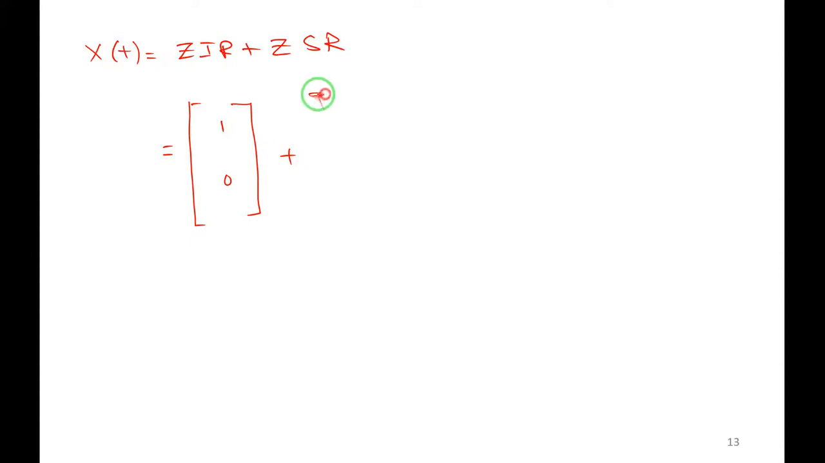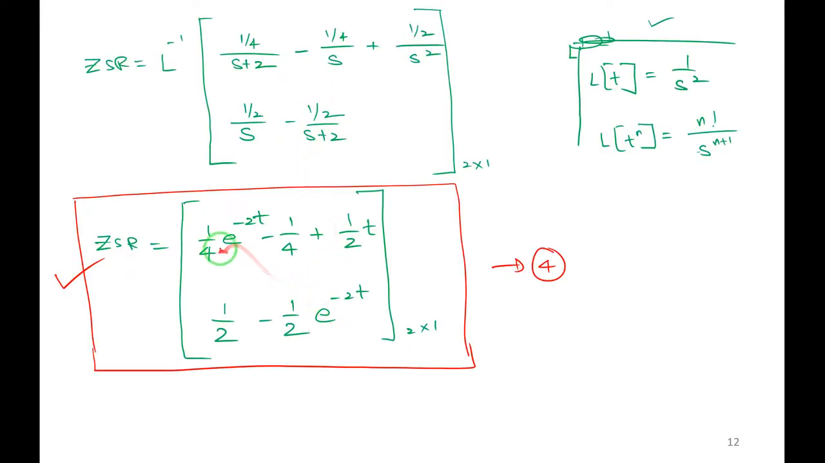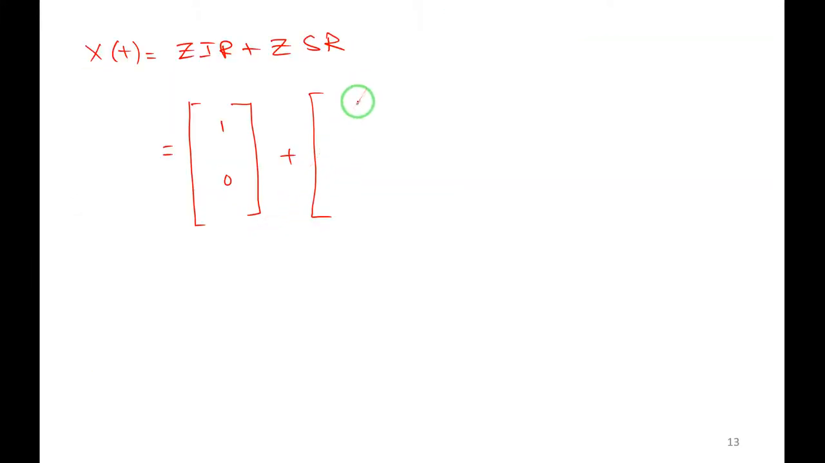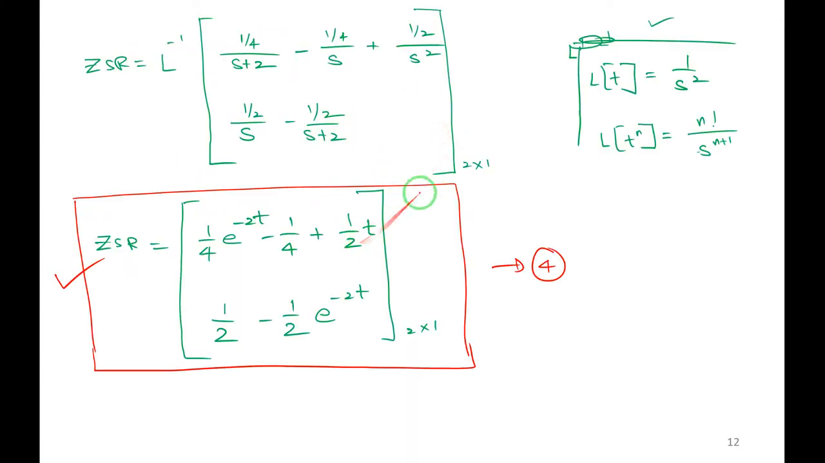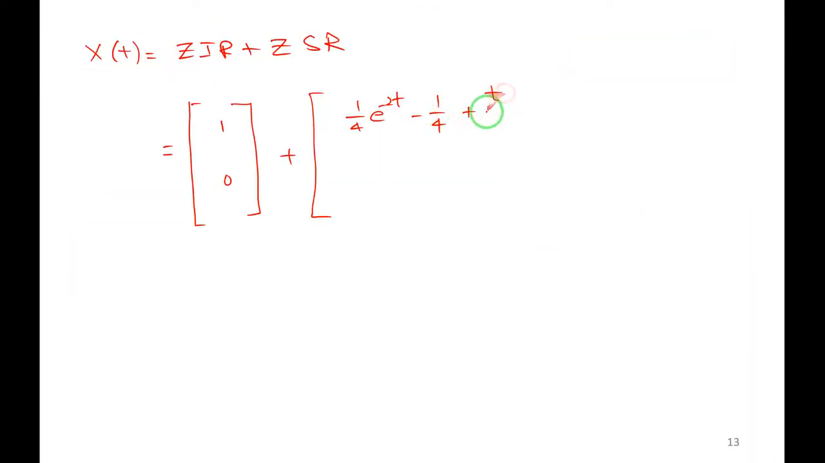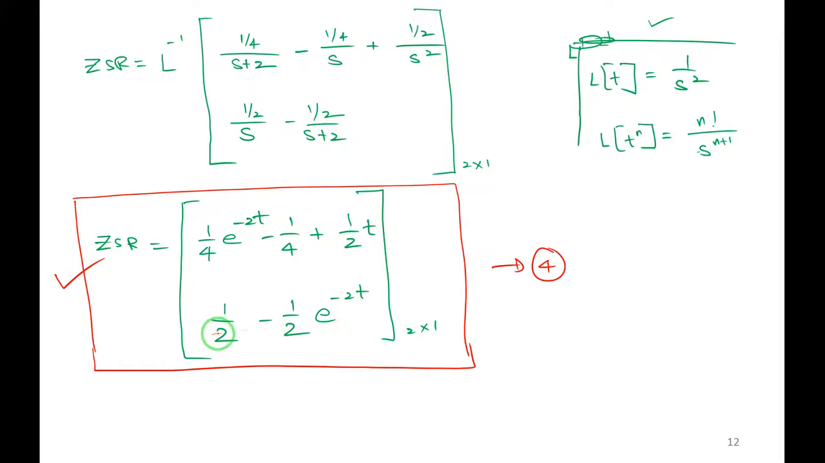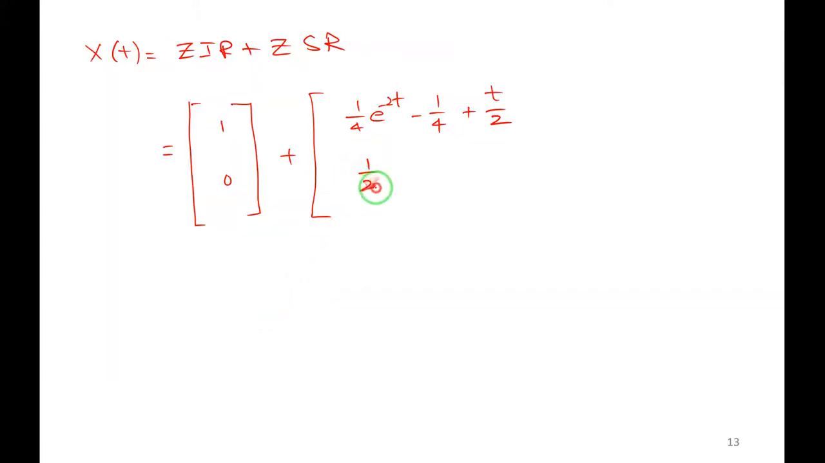Plus the zero state response. So 1 by 4 e to the power of minus 2t minus 1 by 4 plus t by 2. Next, 1 by 2 minus 1 by 2 e to the power of minus 2t. So this is also a 2 cross 1 matrix, and this is also a 2 cross 1 matrix.